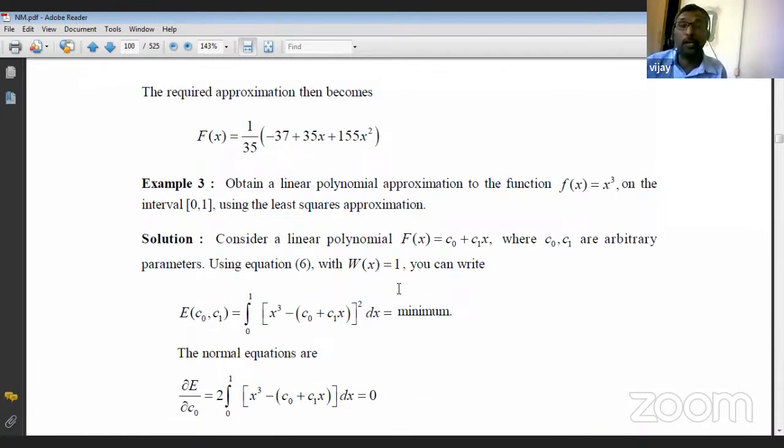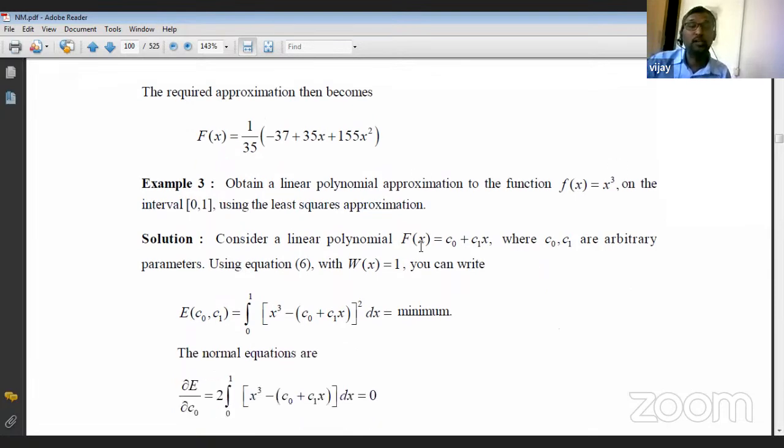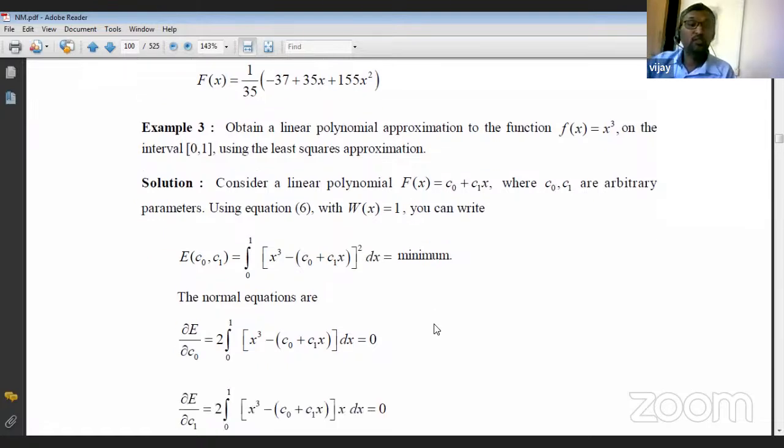In a linear polynomial approximation, f of x equals x cube on the interval 0 to 1 using the least squares approximation. Consider a polynomial f of x equals c0 plus c1 x, where c0 and c1 are arbitrary parameters. Using the weight function w of x, we are writing here E of c0, c1 is the integral from 0 to 1 of x cube minus c0 plus c1 x, whole squared dx, which is minimum. So first I am deriving the partial derivative of E with respect to c0: 2 is the constant here, integral of x cube minus c0 minus c1 x dx is equal to 0.